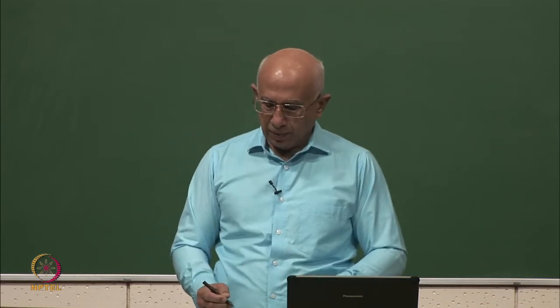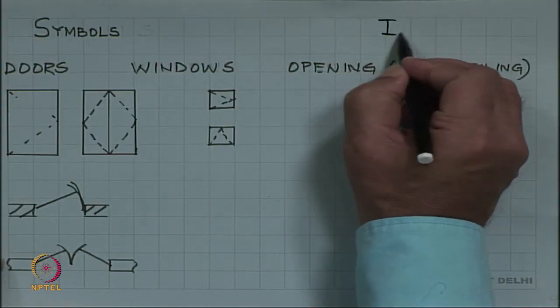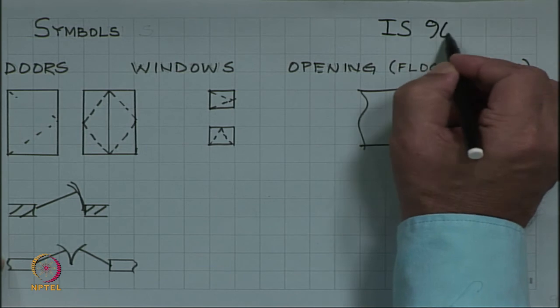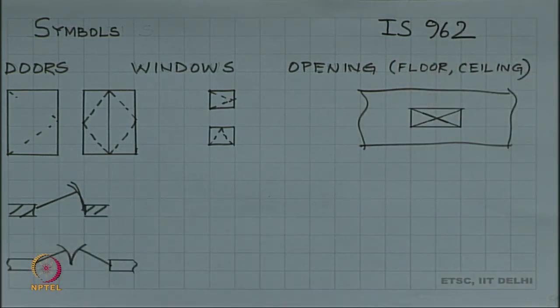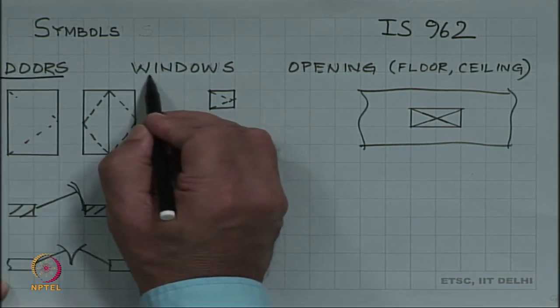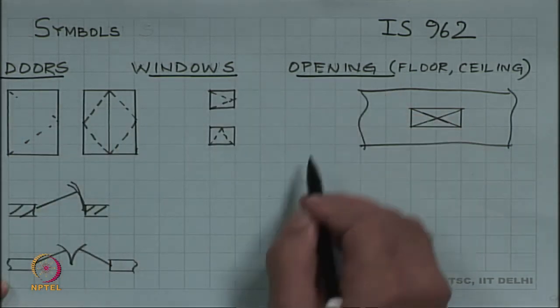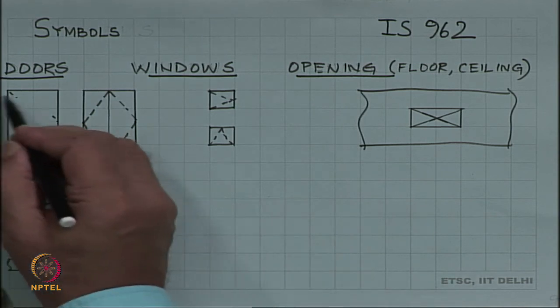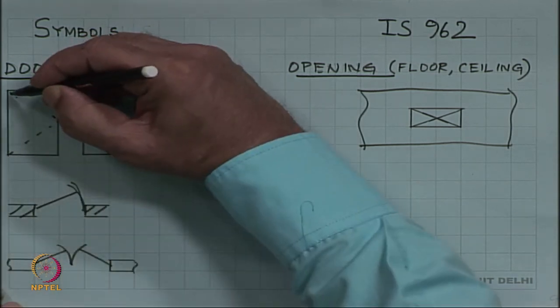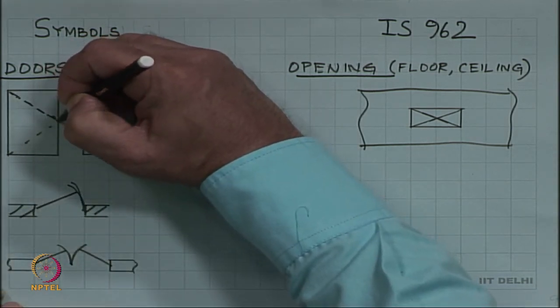So, here are some symbols, and all of these are taken from IS 962, which we will make available, and we will also compile all the required symbols for this course and make it available on the course homepage. So, we look at doors, windows, and say openings. This is one set of symbols. A door is shown by a rectangle, and within that we show some dashed lines.